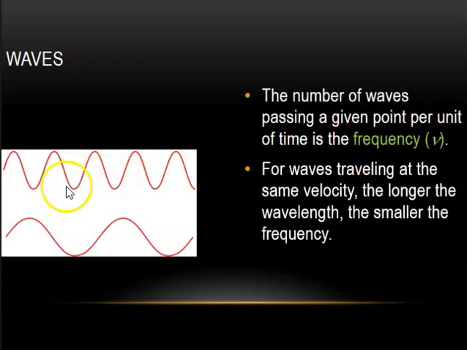Frequency is how many waves pass by per second. So imagine this is a 1 second pulse of light. This is also a 1 second pulse of light. This one is going to be a higher frequency light because there's more waves per second than over here.